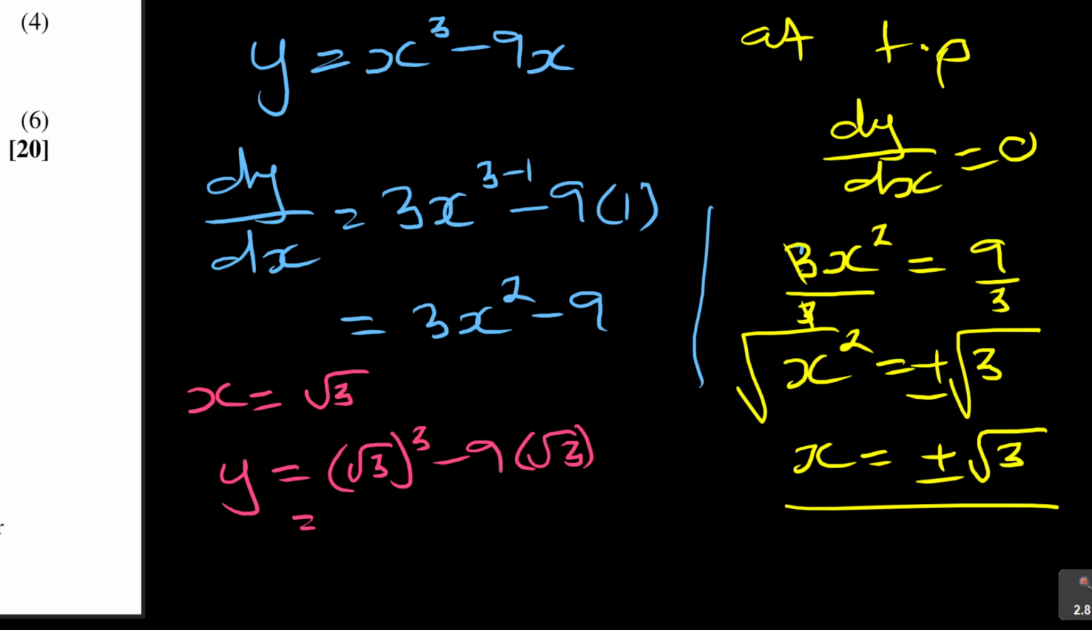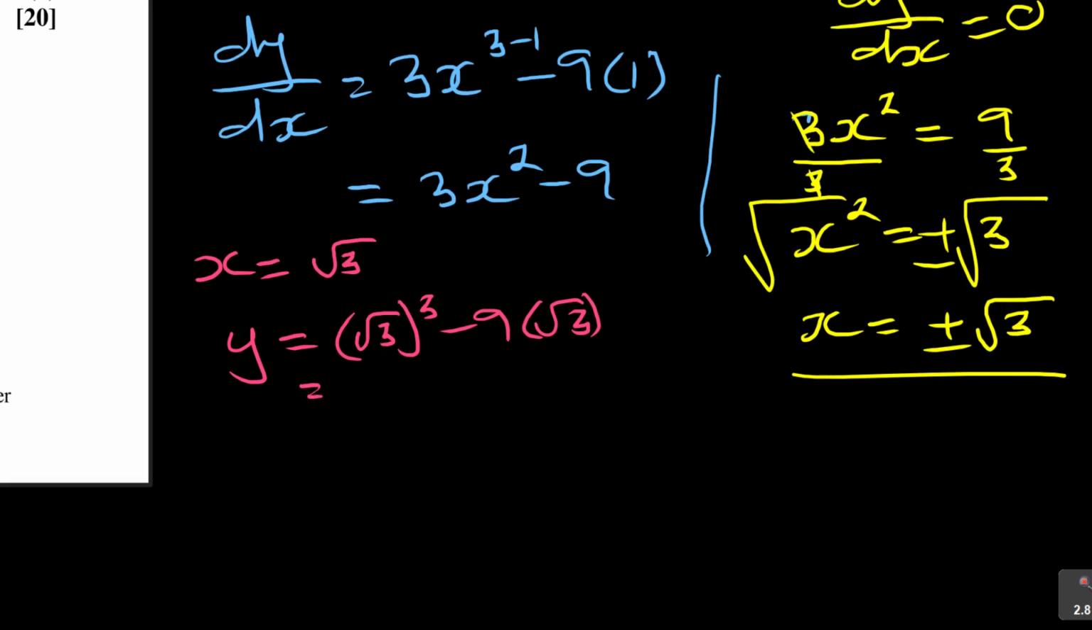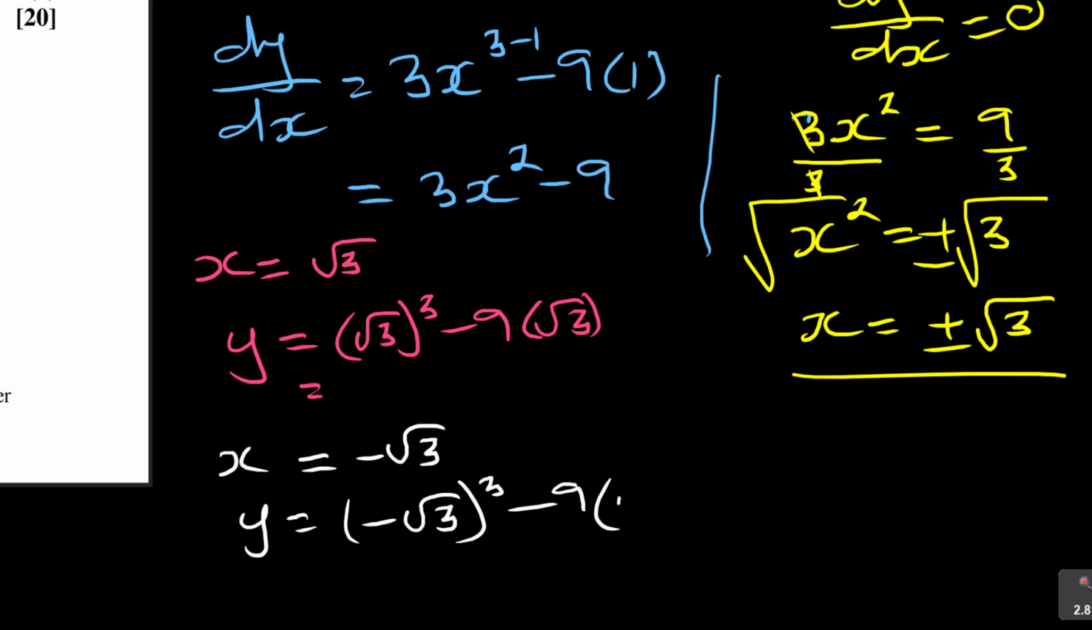Let's do the other one. When x is equal to negative square root of 3, you've got y is equal to negative square root of 3 cubed, remember, minus 9 negative square root of 3. Let's also see the two answers.